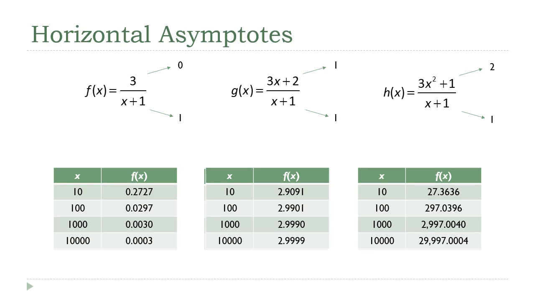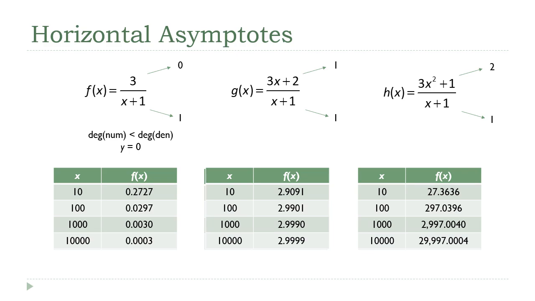So hopefully you're starting to figure out what the rule is going to be here. For the first case, if the degree of the numerator is less than the degree of the denominator, the denominator is bigger, then there's a horizontal asymptote of y equals 0. That's the end of the conversation. And that's what we saw happening here with our numbers.